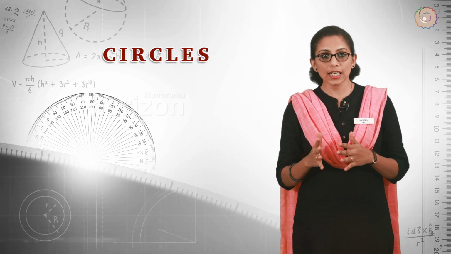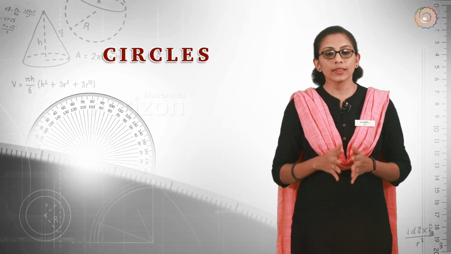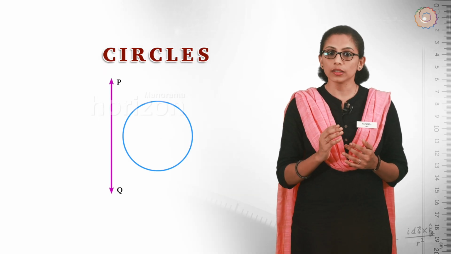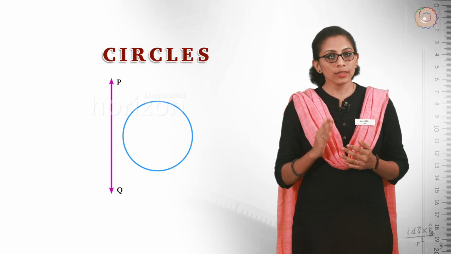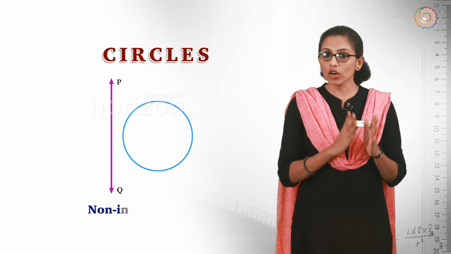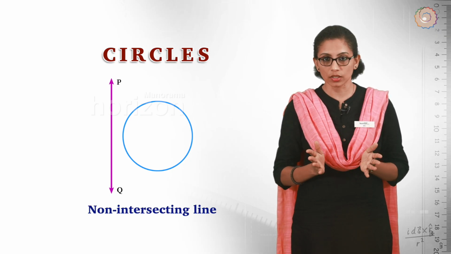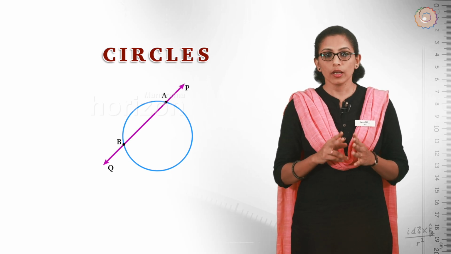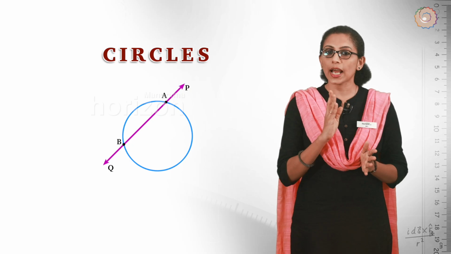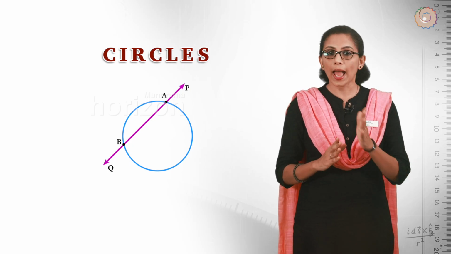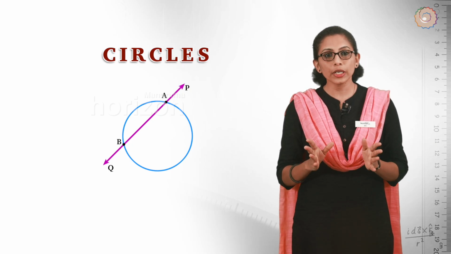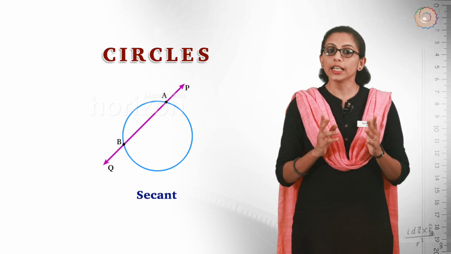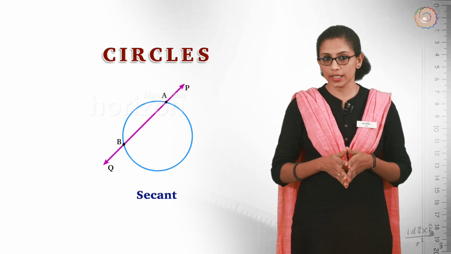Circle and a line drawn on a plane. For a circle and a line PQ drawn on a plane, there can be three possibilities. The first possibility is when the line and the circle have no common point. In this case, line PQ is a non-intersecting line since it does not touch the circle. Second possibility, when the line and circle have two common points. Here, line PQ touches the circle at 2 points, that is A and B. In this case, the line PQ is called a secant of the circle. So, a line intersecting the circle in 2 points is called a secant.